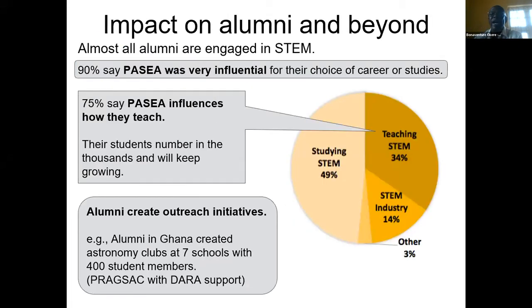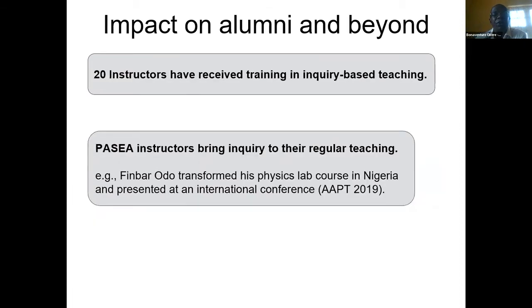And now look at this. This shows you at the end of 2019, after analysis, we came up with this. Most of them, 70% of the PASI students, say PASI influences how they teach. Their students number in the thousands and will keep growing. It ultimately creates outreach activities. And 40% are involved in STEM studies. And that's just what we have been discovering.